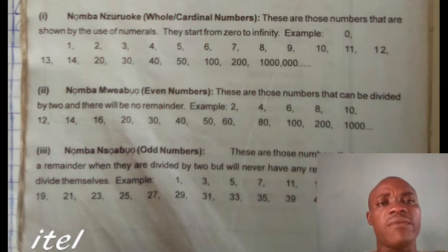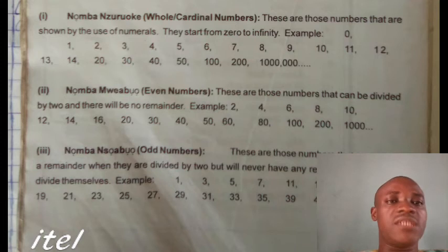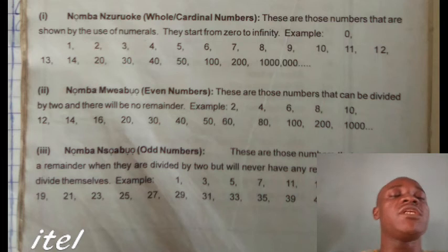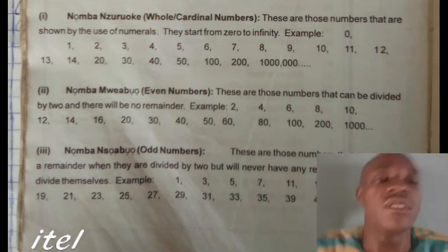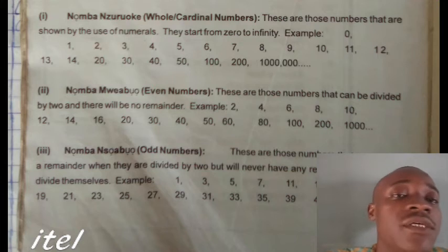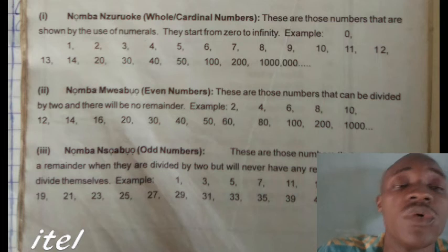Let's not waste our time and continue. Look at number nwa abua, that is even numbers. These are those numbers that can be divided by two, and there will be no remainder. That's what an even number is in your mathematics. I believe you'll be very familiar with even numbers, numbers that can be divided by two without a remainder.